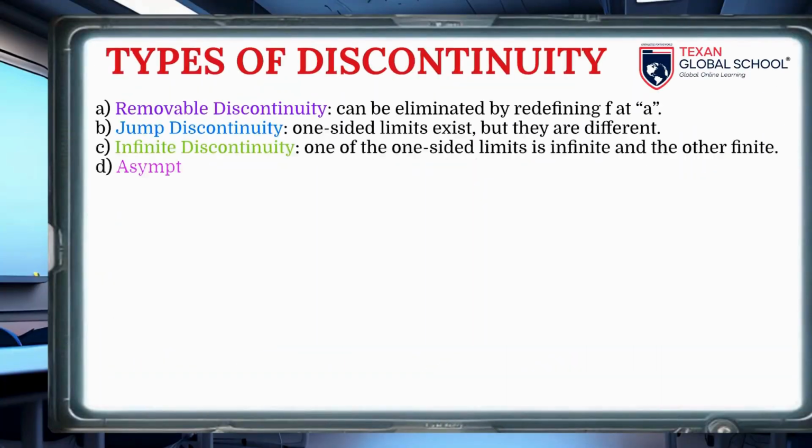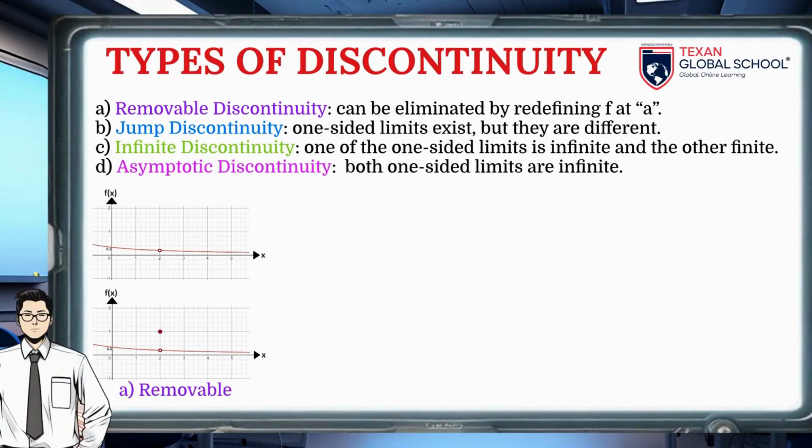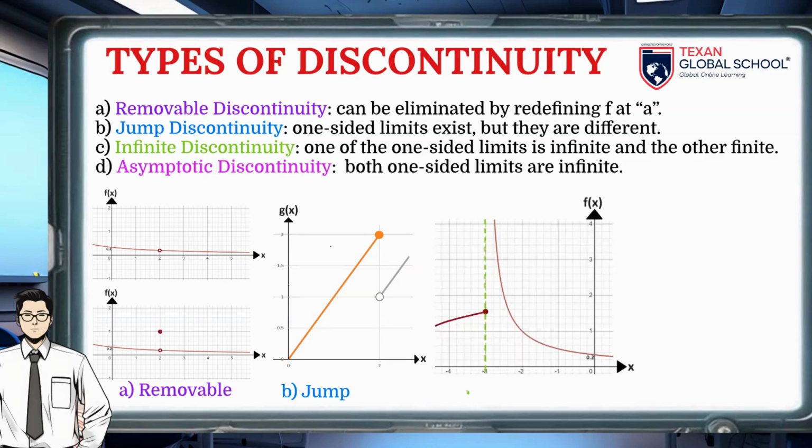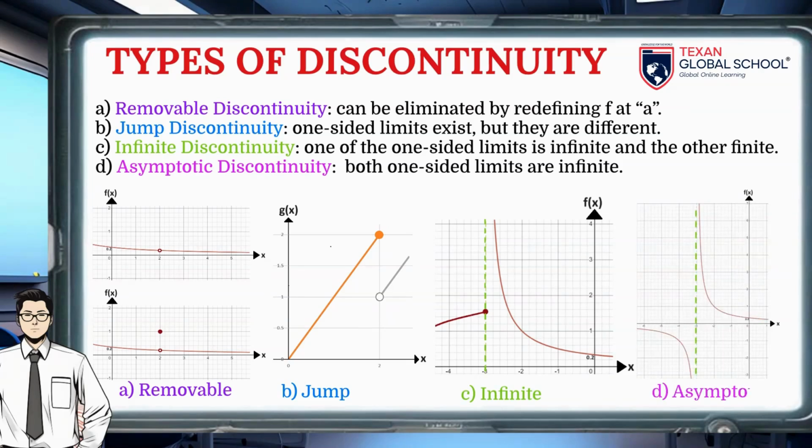Likewise, there are 4 types of discontinuity, which are removable discontinuity, which can be eliminated by redefining f at a. In this case, the function has a limit at a point, but with a different value. The jump discontinuity, in which the one-sided limits exist but are different. The infinite discontinuity, in which one of the one-sided limits is infinite and the other finite. Finally, the asymptotic discontinuity, in which both one-sided limits are infinite.